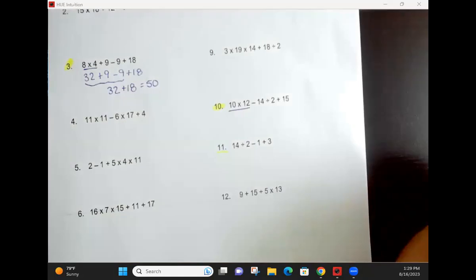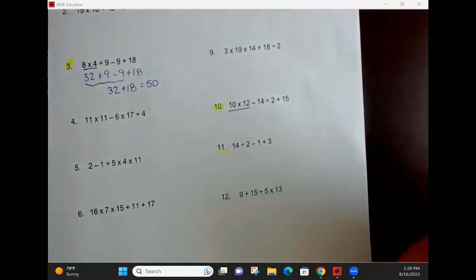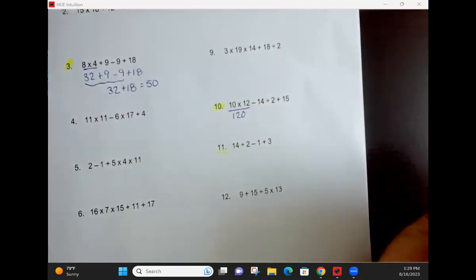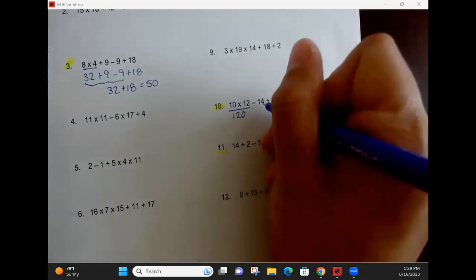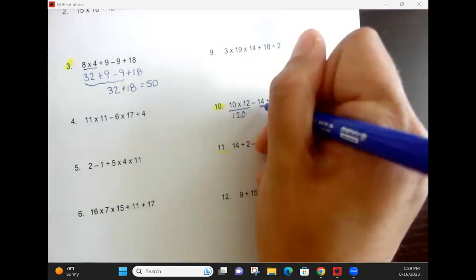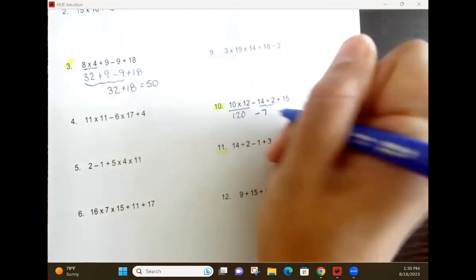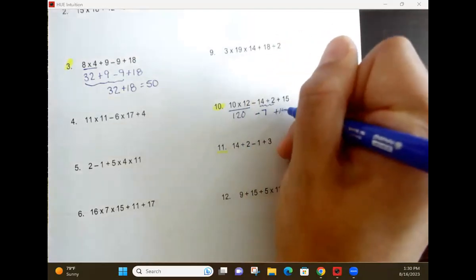10 times 12, what do I get? 120. And then what should I do next? Now I'm going to do the division. 14 divided by 2 gives me 7. So I've got 120 minus 7 plus 15.